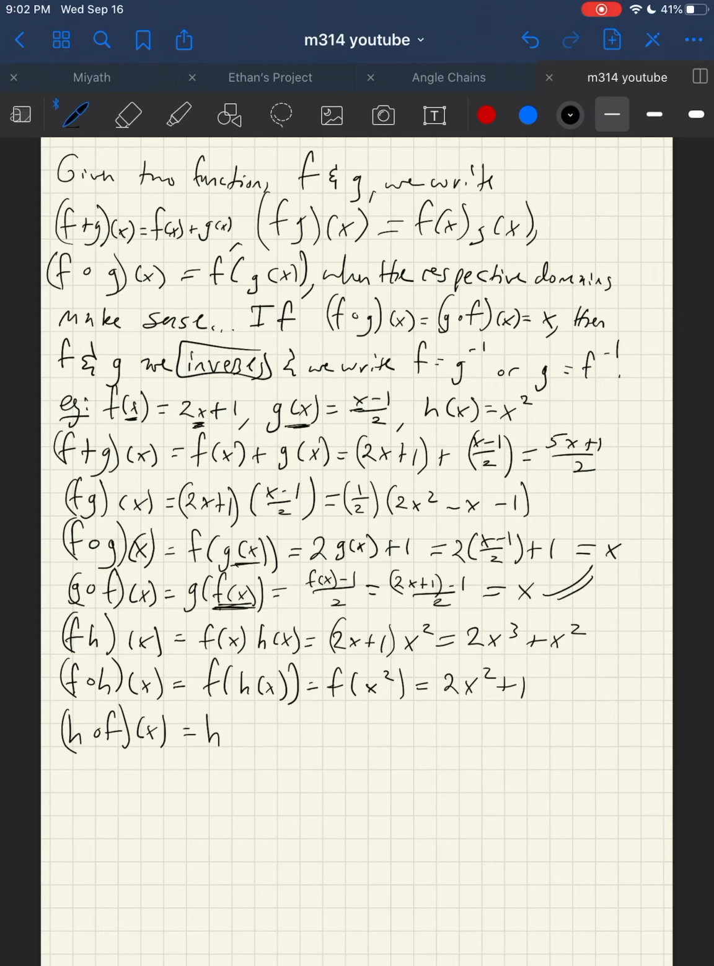Now let's look at h of f of x. H of f of x is h of 2x plus 1, which is 2x plus 1 quantity squared, which is going to be 4x squared plus 4x plus 1. Notice these are not equal, so f and h are not inverses.